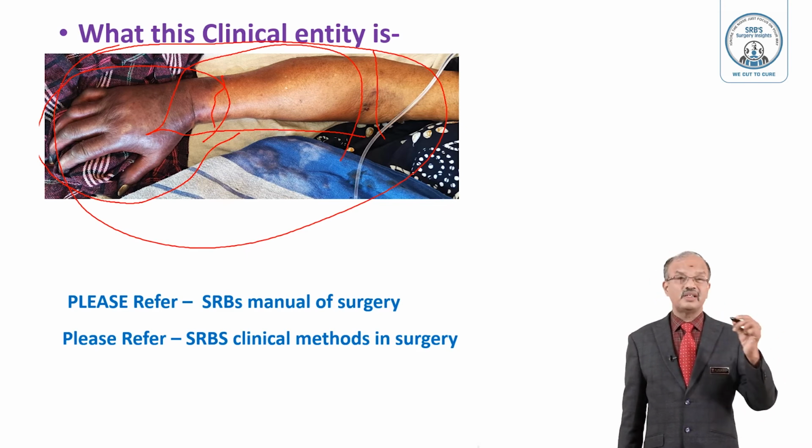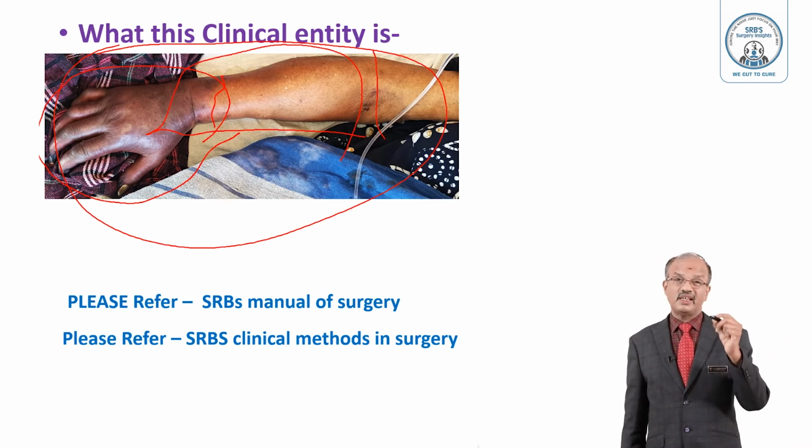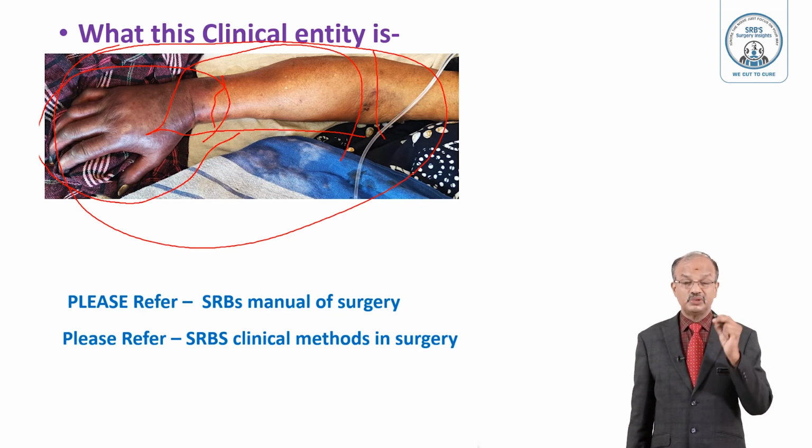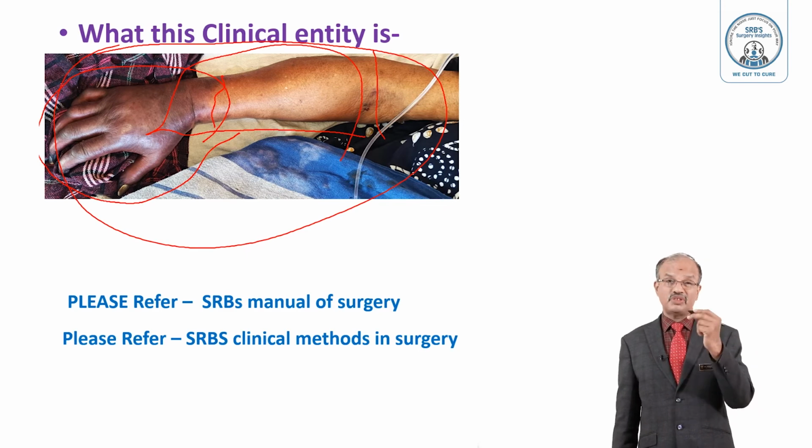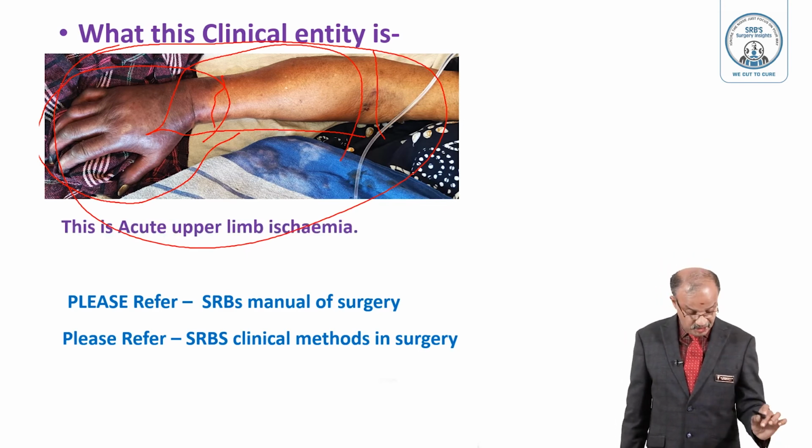You can always go through my Clinical Methods in Surgery, which gives detailed methods of these tests, how exactly they are done, which you should know. Also in the manual it is there, how to manage these patients with the investigations properly, how to do embolectomy, different types and so on. Embolectomy is a short note for you also. So this is acute upper limb ischemia.